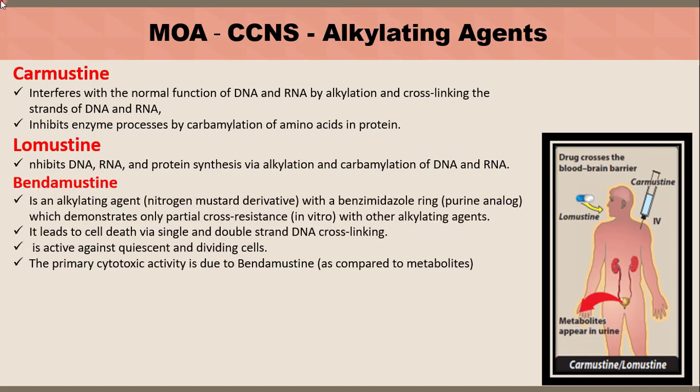Bendamustine. It is an alkylating agent, a nitrogen mustard derivative, with a benzimidazole ring, a purine analog. As you can see here, the chemical structure of the benzimidazole ring demonstrates only partial cross-resistance in vitro with other alkylating agents. Bendamustine leads to cell death via single and double-strand DNA cross-linking. Bendamustine is active against quiescent and dividing cells. The primary cytotoxic activity of bendamustine is due to bendamustine itself as compared to its metabolites.